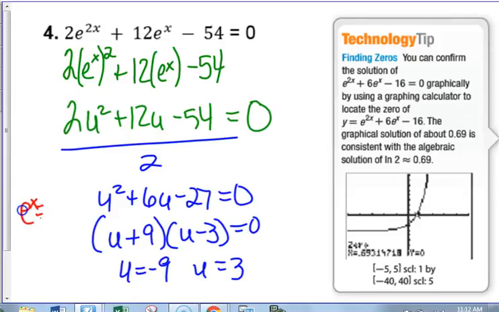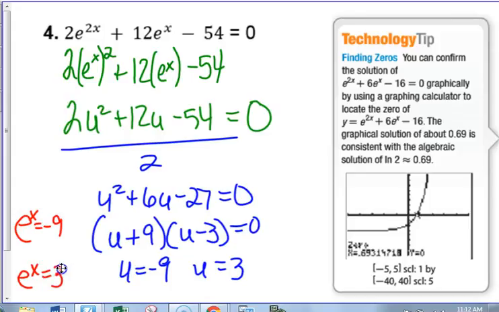Yuck. E to the x equals -9. Oh, I can't write that. Oh, big mess. 7th period is laughing because I do this every day when I record in their class. I'm always screwing it up. E to the x equals -9 or e to the x equals 3.